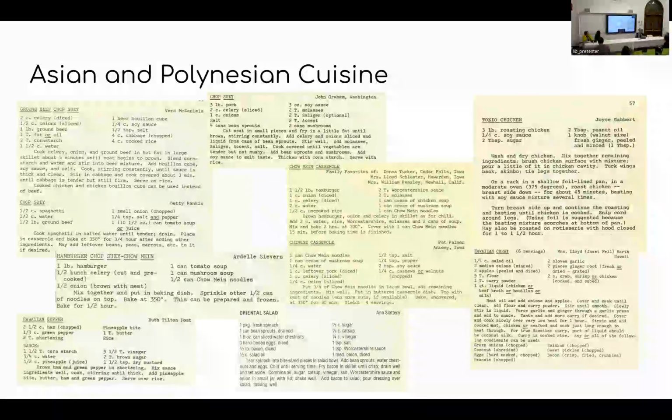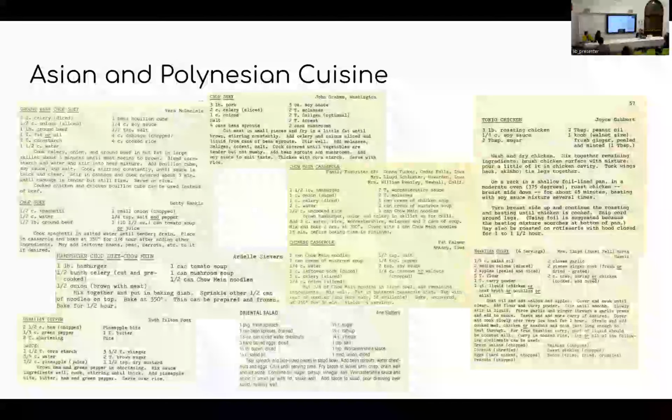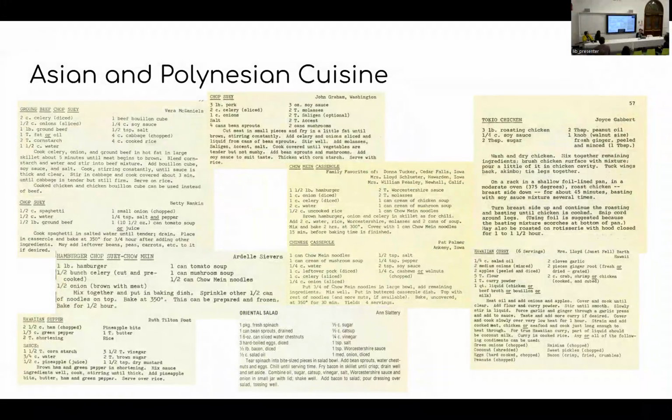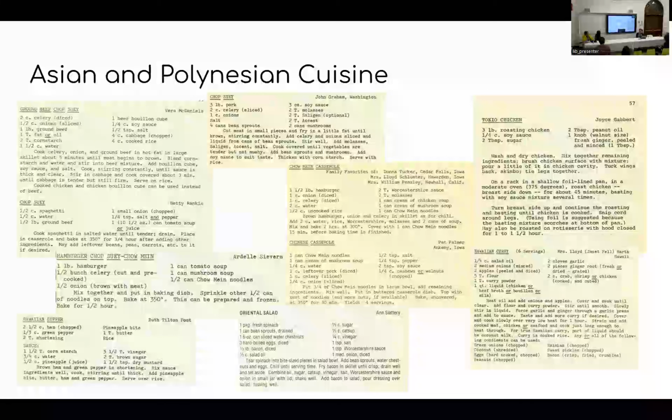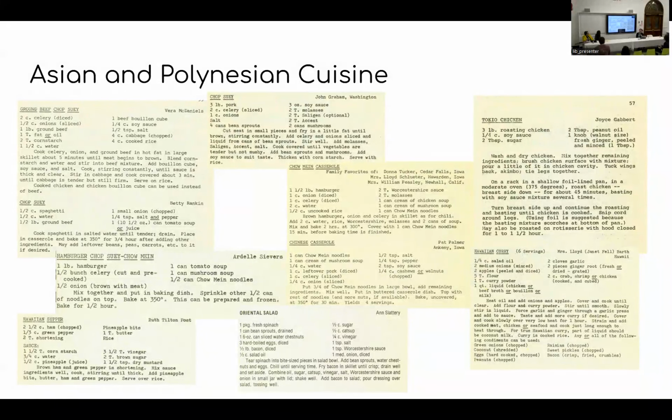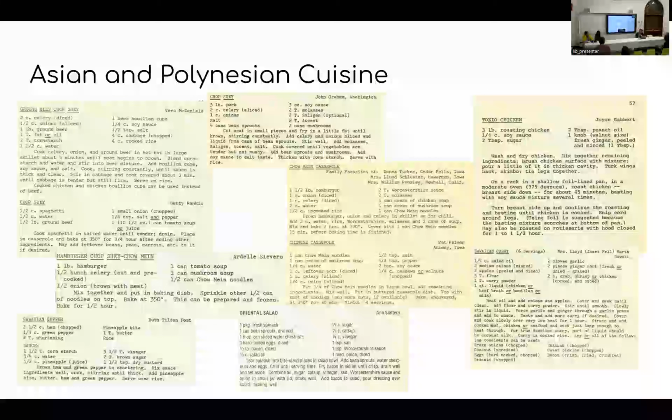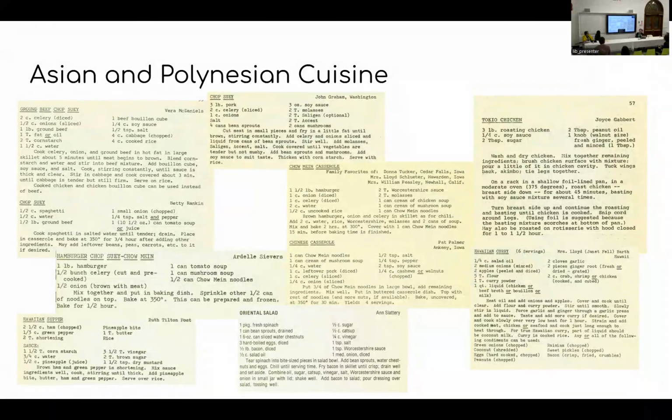And then you can also see evidence of different ethnic and cultural food traditions in these more mainstream cookbooks. One of these is the influence and popularity of Asian and Polynesian cuisines. So a lot of adapted Chinese dishes all throughout the 20th century. And also particularly in the 40s, 50s, 60s, you see that evidence of the popularity of Polynesian cuisine with the opening and expansion of Trader Vic's restaurants.